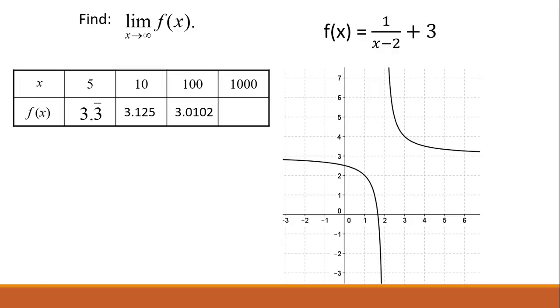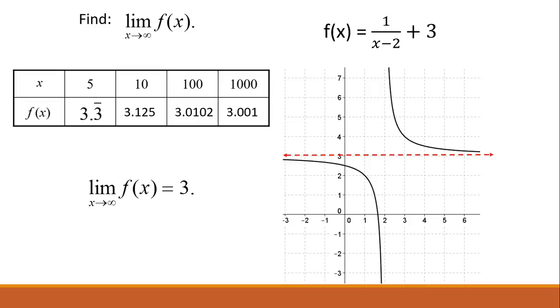We can use 100. We can use 1,000. Our x's are getting bigger and bigger. And look at what's happening to our y-coordinates. They're getting closer and closer and closer to 3. So the limit as x approaches infinity of f of x is equal to 3.